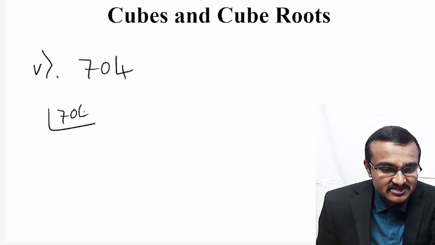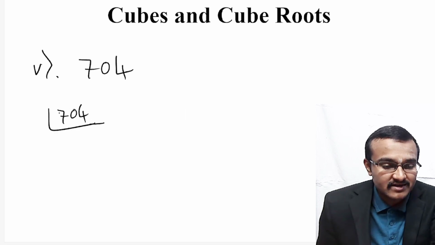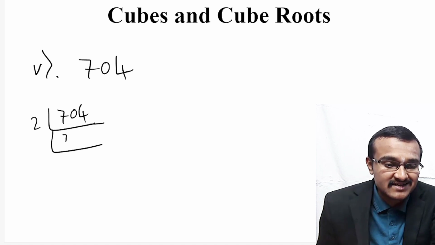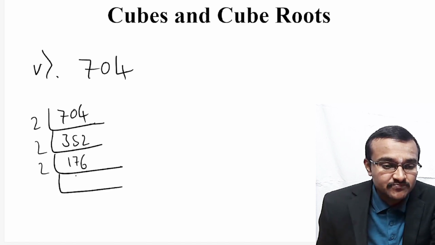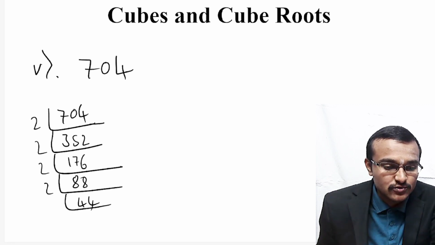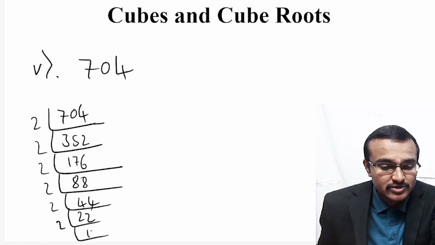You can follow prime factorization and find out which number you should divide to get a perfect cube out of this 704. So 704 can go with 2. Two 3's are 6, two 5's are 10, two 2's are 4. Again this can go with 2. Two 1's are 2, two 7's are 14, so 1 will be remaining, two 6's are 12. Again this can go with 2. Two 8's are 16. Again this can go with 2, you'll get 44, 40. Again with 2, you'll get 22. Again with 2, you'll get 11. So 11 will be remaining.